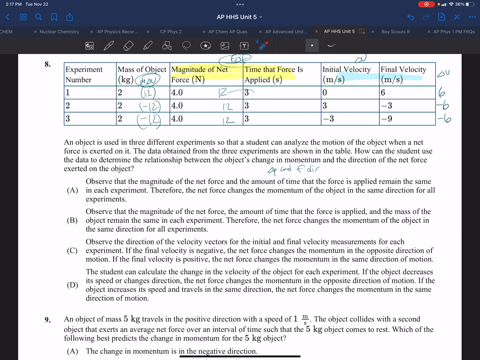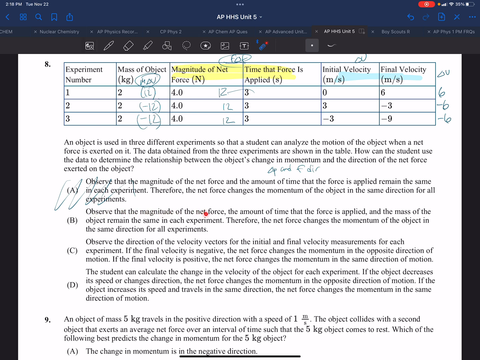So the magnitude of the net force and the amount of time is multiplied to remain the same in each experiment. Well, that is true. Therefore, the net force changes the momentum of the object in the same direction for all the experiments. But we can see the change in momentum when we calculate it from M delta V is not. So something is not right in that option.